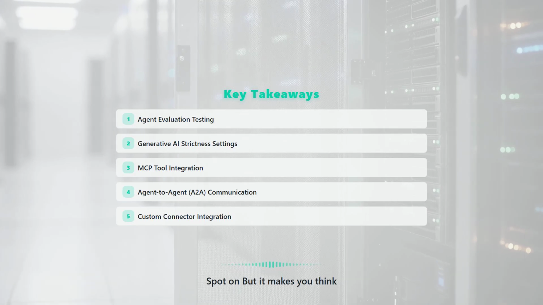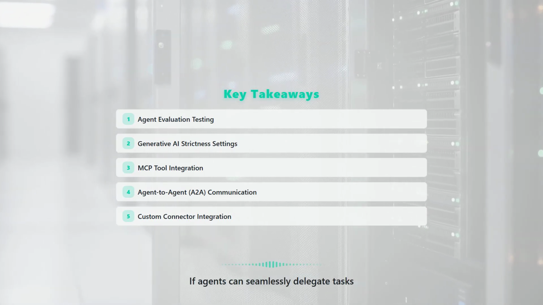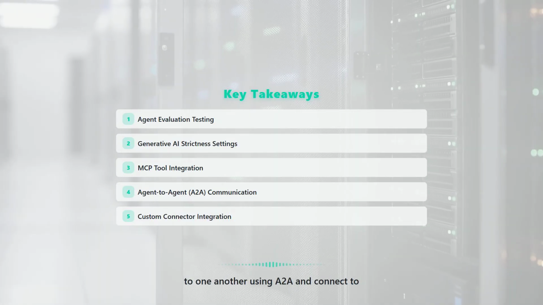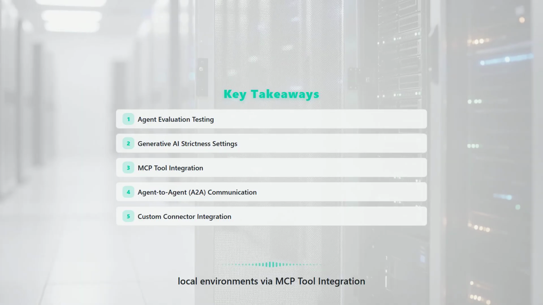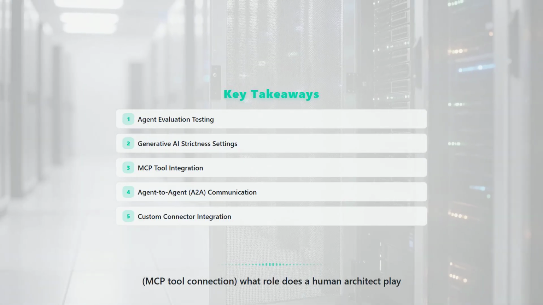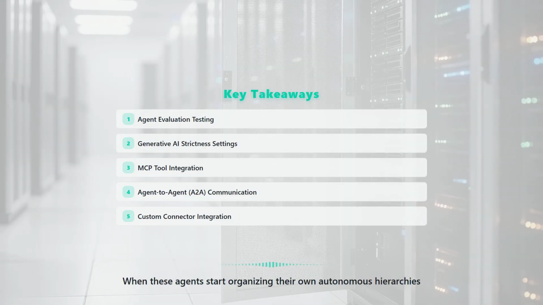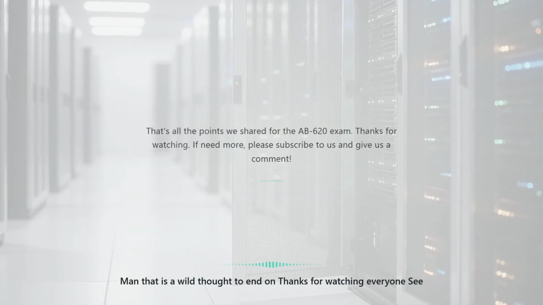Spot on. But it makes you think. If agents can seamlessly delegate tasks to one another using A2A and connect to local environments via MCP, what role does a human architect play when these agents start organizing their own autonomous hierarchies? Man, that is a wild thought to end on.